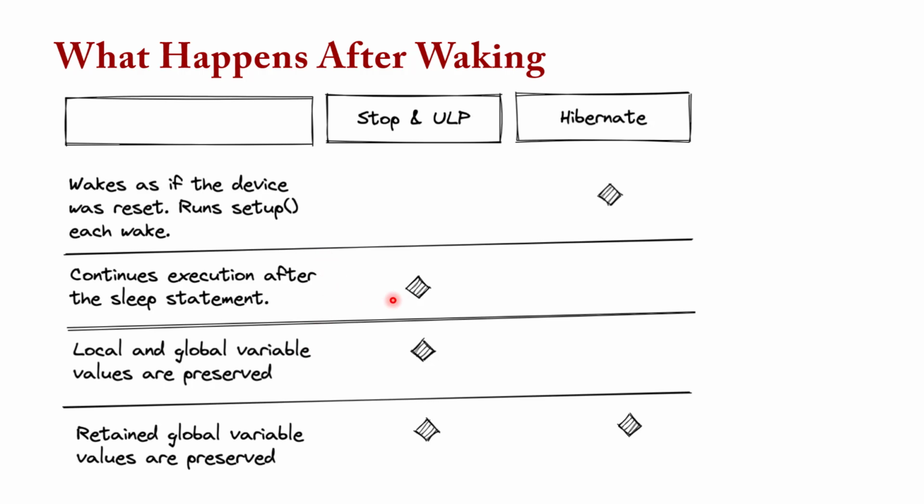Versus low power, which is almost like a pause. It's almost like a delay. You're basically just stopping your code, hence the stop, going to sleep, and waking up and coming back at that same line of execution, wherever you were. So you can see your local variables and your global variables are all preserved, which is nice.